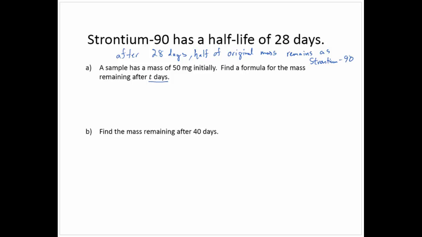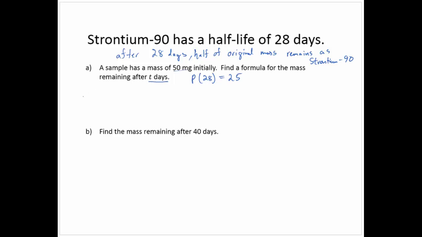The rest has decayed radioactively and turned into other, usually other isotopes. All right, so here we have the sample has a mass of 50 milligrams initially. Find the formula for the mass remaining after t days. So we know after 28 days, I'll use again P, we know that P of 28 should equal 25. After 28 days, half of the initial sample remains.